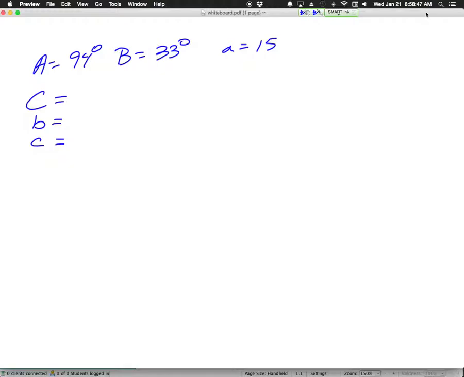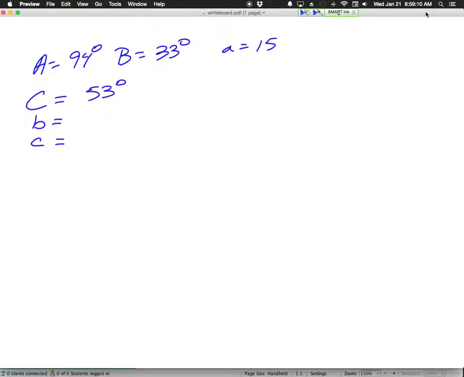So, of those three, what's the easiest to find? Angle C. What do I do to get angle C? Add and subtract. So 94 plus 33 is 127. So what does that give me? 53? Yeah. So the missing angle would be 53 degrees.